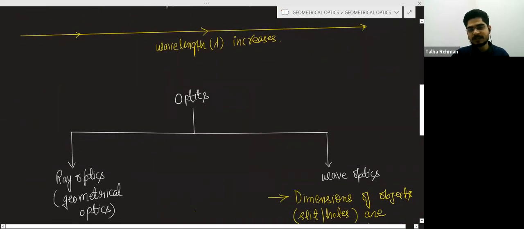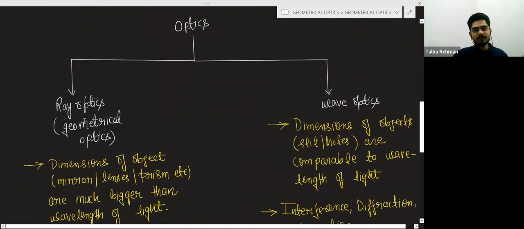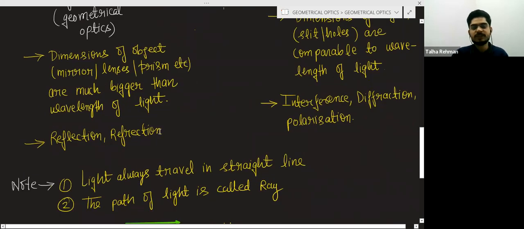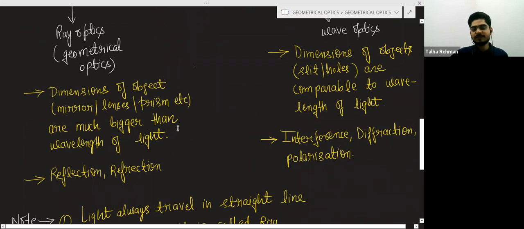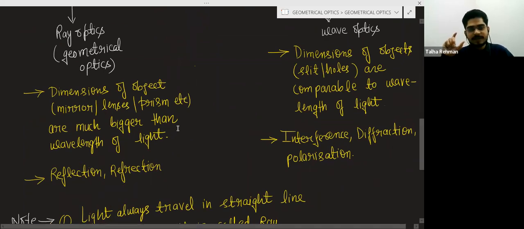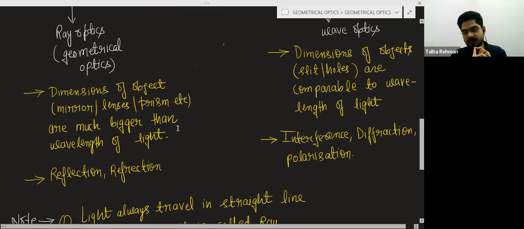Optics is divided into two parts: ray optics, also known as geometrical optics, and wave optics. In ray optics we will study reflection and refraction, phenomena involving objects like mirrors, lenses, and prisms. First we will study mirrors and the reflection of light. After that, lenses, which involve refraction of light. Then the prism, again refraction of light, and dispersion of light by the prism.